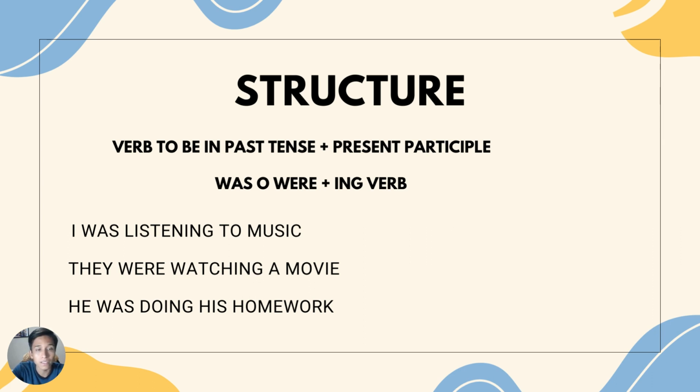Another one is they were watching a movie. Again, we have the verb to be in its past tense, in this case the plural one, were, and the ing verb watch, in this case watching. They were watching a movie. And finally, he was doing his homework. Again, it is really easy, the structure.